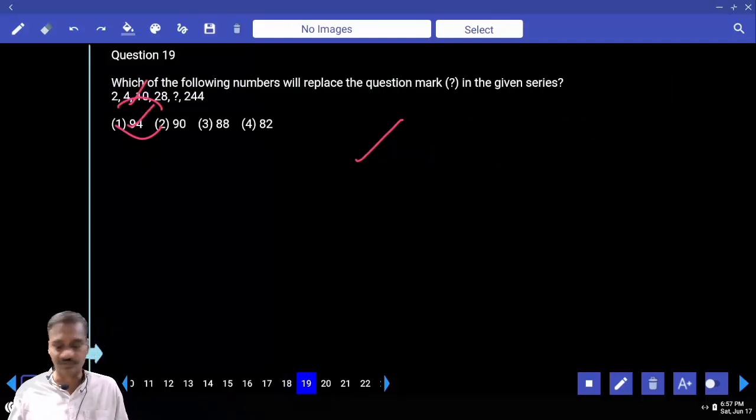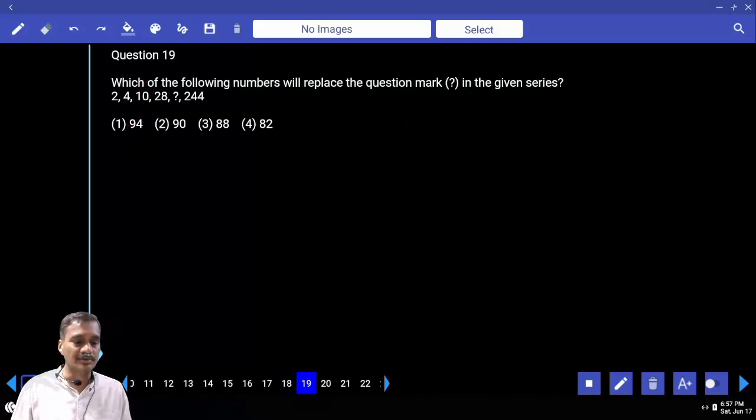Then the next, 19th one. Did you do 19? Now 2, 4, 10. 2 and 4, how do we take it? 2 into 1 plus 2, into 2 plus 2. And 2, 4, 10, 28. Now 2 can be written as 3 power 0 plus 1, then 3 square plus 1, 3 cube plus 1, 3 power 4 plus 1.